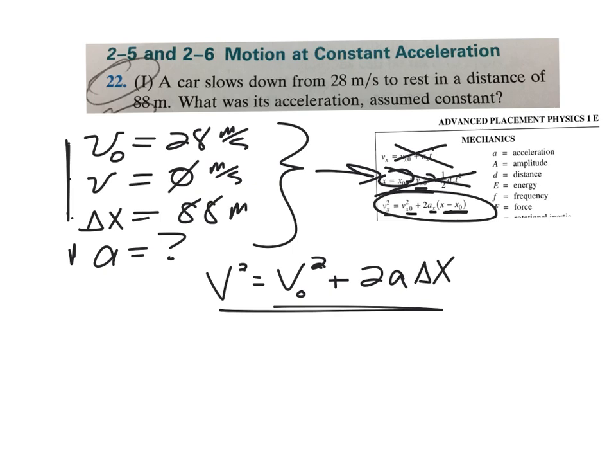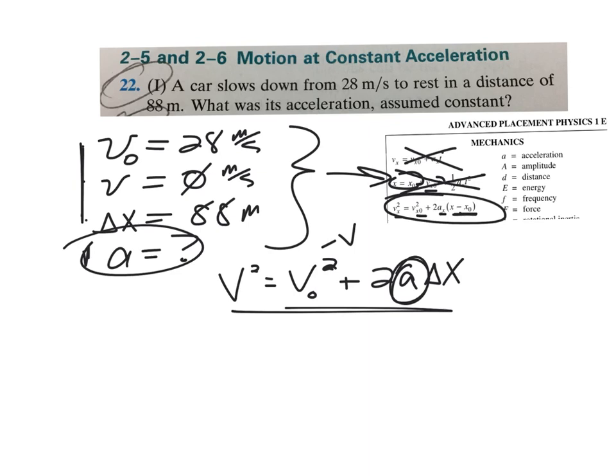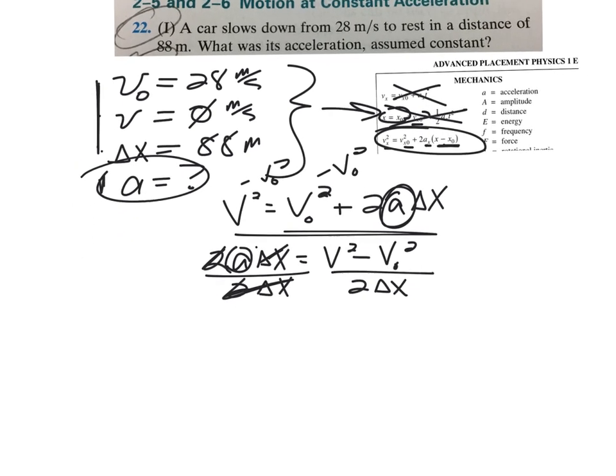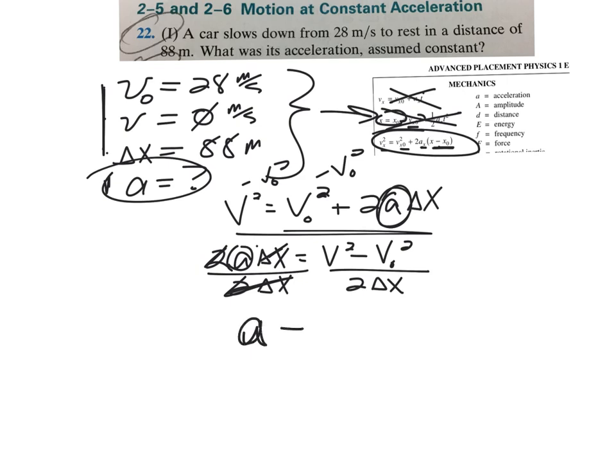So what I'm going to do is solve algebraically for my unknown. So I'm going to circle that so it stands out. Now I've got to do a little algebra here. I've got to get that away from both sides. That would leave me with this: V final squared minus initial velocity squared. And then I still have to get that by itself, so I'm going to divide both sides by that. That cancels out, that cancels out. So finally, I'm left with an expression showing me that acceleration is equal to final velocity squared minus initial velocity squared, over 2 times the displacement.